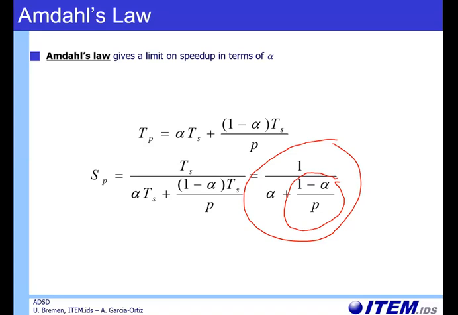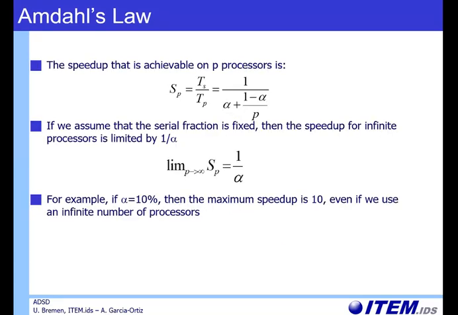Here you have it. When we increase P, you can see that we can never get better than that. For example, imagine that alpha is 10%: 10% of your algorithm cannot be parallelized, or you have some overhead because of synchronization and so on. You can see that you can never get a speedup larger than 10, even if you put 200 processors.